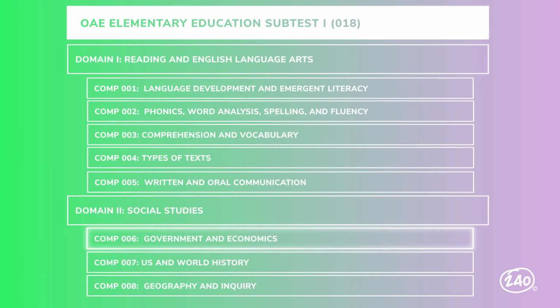And how about that? We just got through Domain 1, y'all. Let's shift gears from language arts to social studies. Okay, the first competency in the social studies domain covers government and economics. Those are huge, sprawling concepts, but they're big, important pieces of this social studies pie.